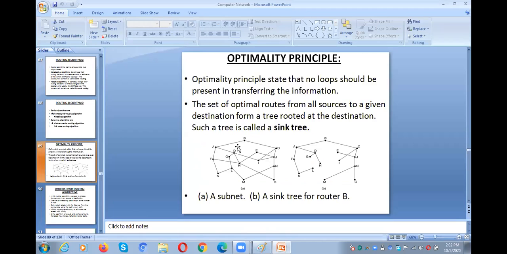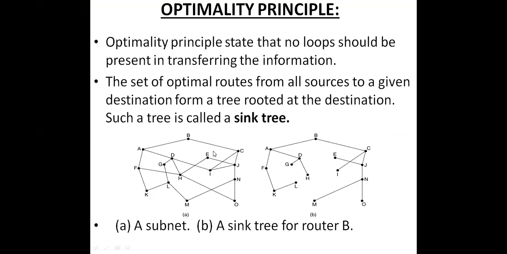A network without loops is called a sink tree. The optimality principle states that no loop should be present in transferring the information. So in a network, there should not be any loops. A network without loops is called a sink tree. Here there are no loops, right? So a network without loops is called a sink tree.